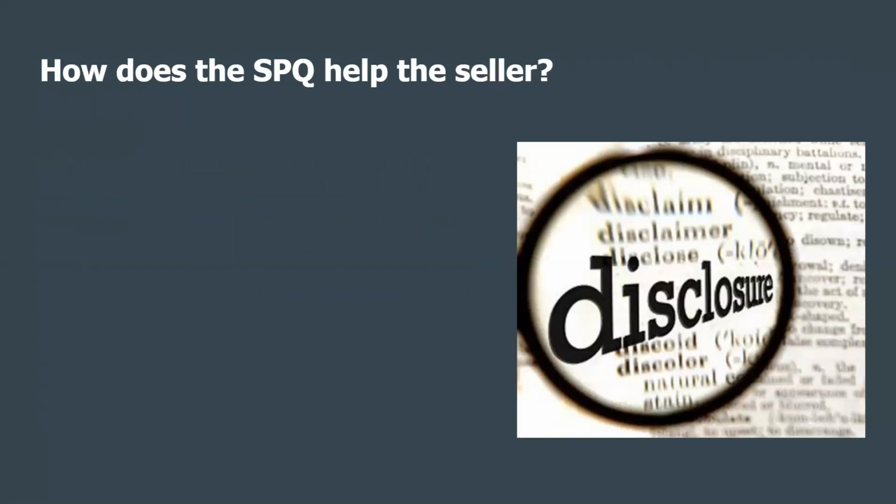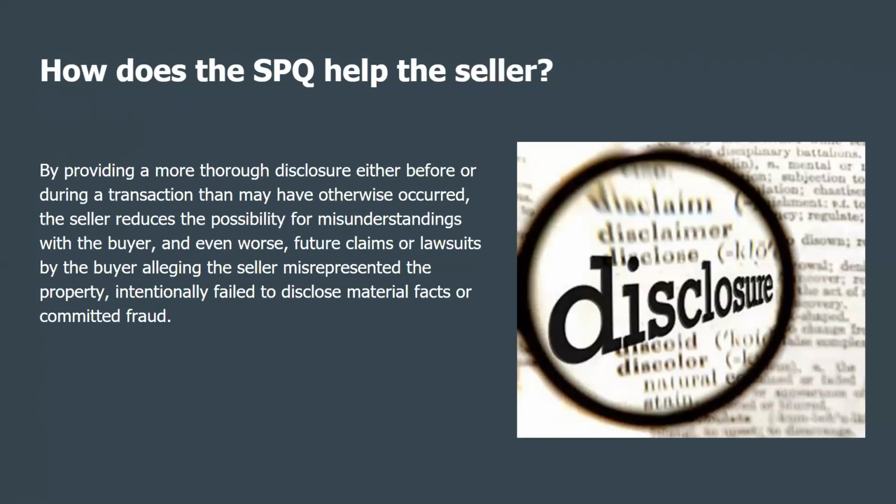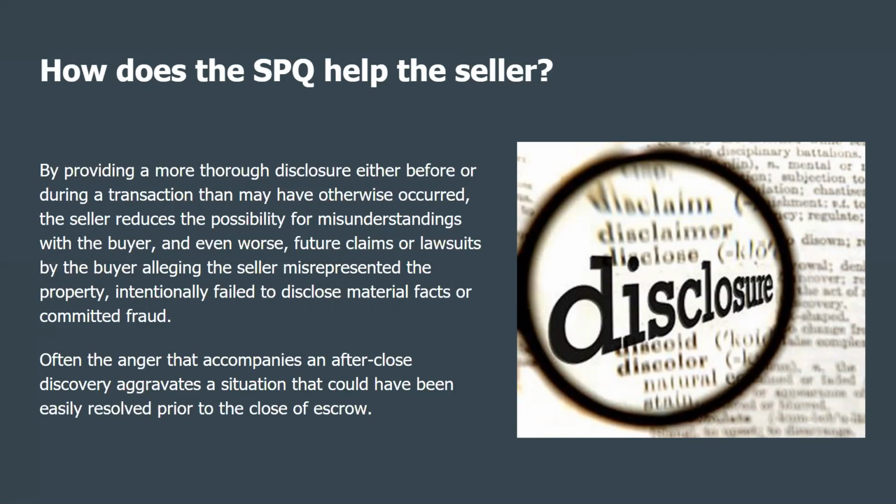How does the SPQ help the seller? By providing a more thorough disclosure, either before or during a transaction than may have otherwise occurred, the seller reduces the possibility for misunderstandings with the buyer and, even worse, future claims or lawsuits by the buyer alleging the seller misrepresented the property, intentionally failed to disclose material facts, or committed fraud. Often the anger that accompanies an after-close discovery aggravates a situation that could have been easily resolved prior to close of escrow.